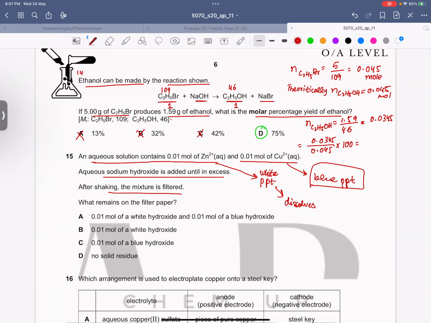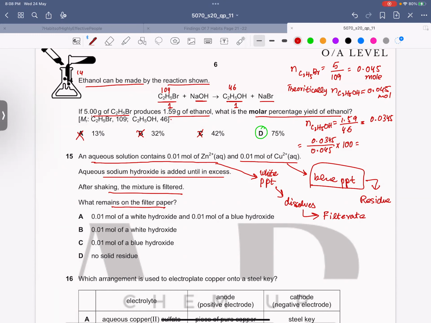After shaking, the mixture is filtered. When we filter the mixture, the blue precipitate is separated as a residue, and the zinc ions would come in the filtrate. Till here, is this understandable to everyone? Which remains on the filter paper.